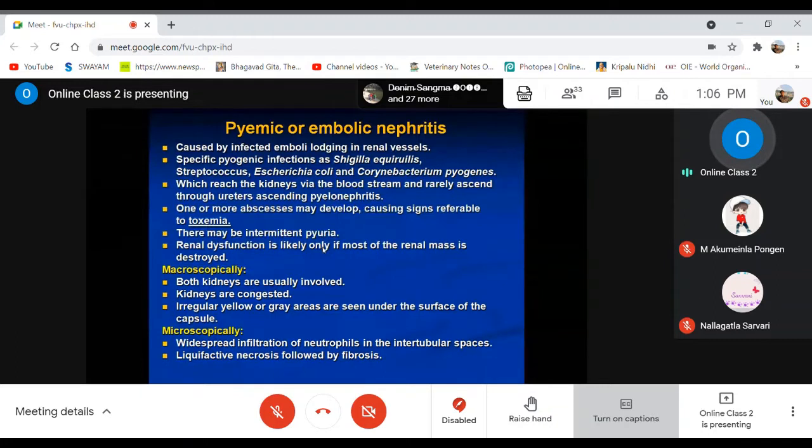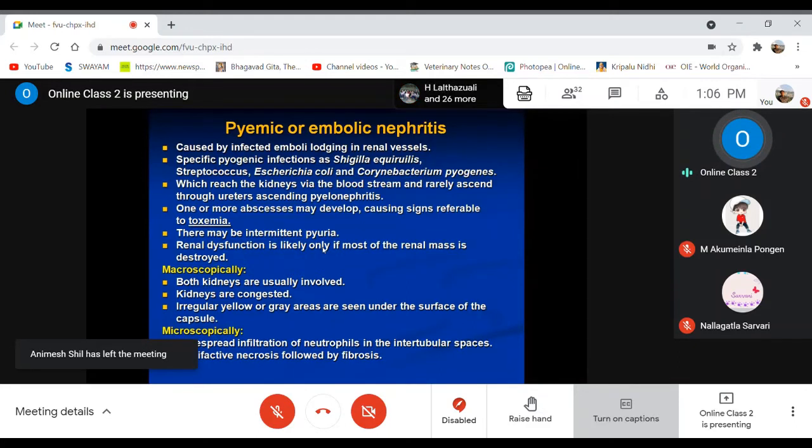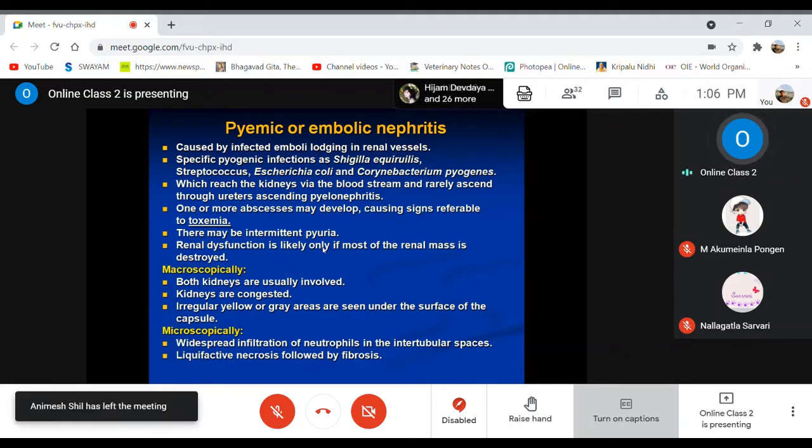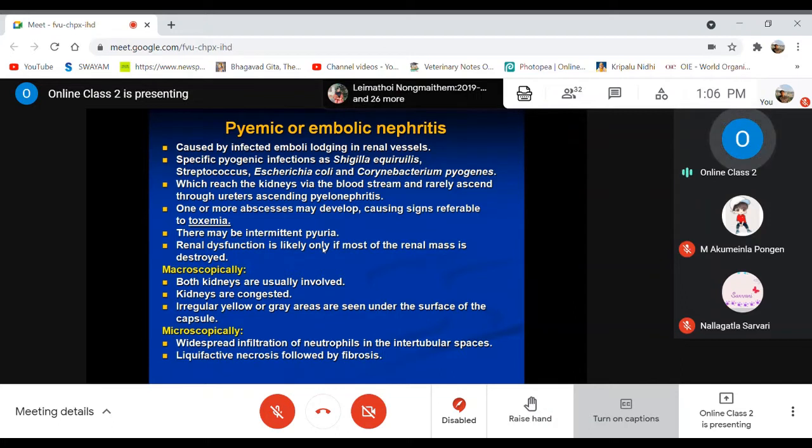So they gain access through the blood circulation and affect particular points of the kidney, causing the formation of abscesses where pus exudation is there, right? This condition is known as pyemic or embolic nephritis. Grossly, the kidneys are involved at some particular points, foci, because it is focal, not generalized.